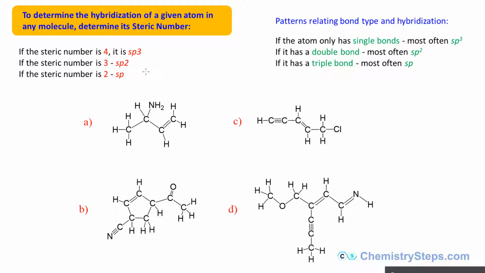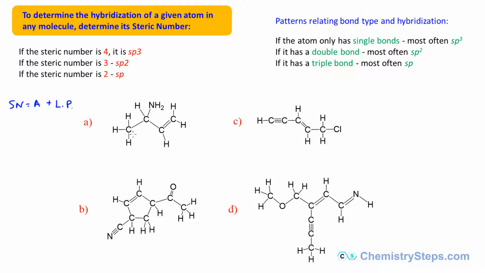If we determine the steric number, based on that we can determine the hybridization, knowing that if the steric number is 4, then it's sp3. If the steric number is 3, then we have sp2. And if the steric number is 2, then we have sp hybridization. So just a quick reminder, the steric number is the sum of the atoms plus the lone pairs around the atom that we're interested in.